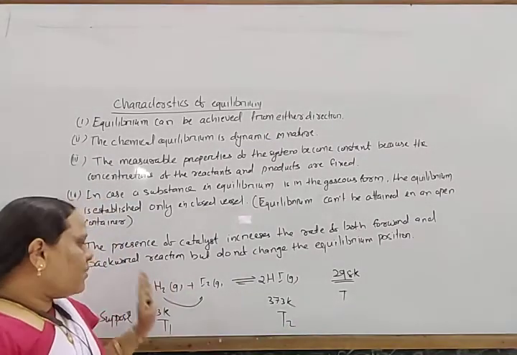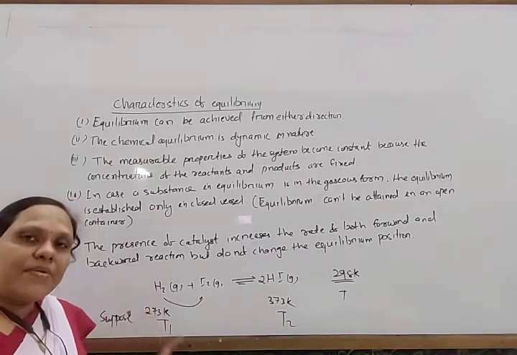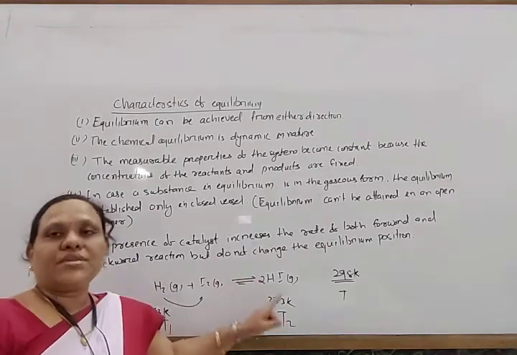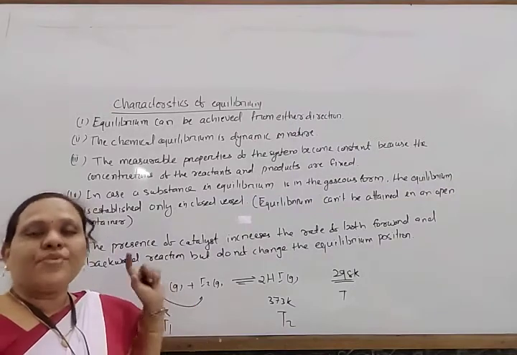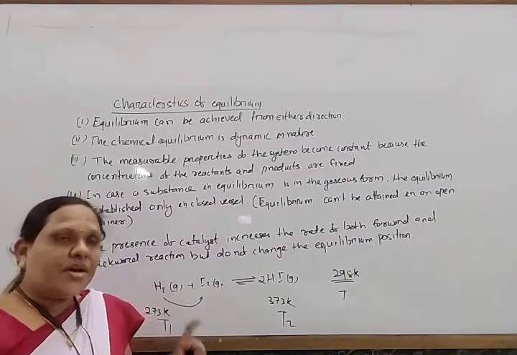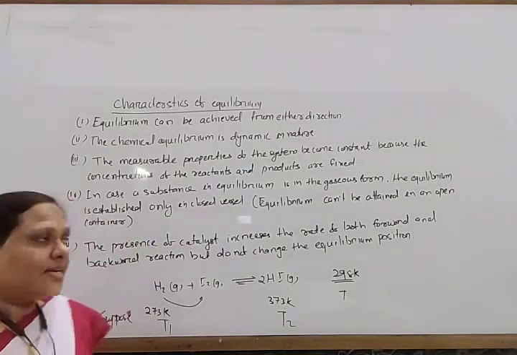The concentrations of H2, I2 and HI will remain the same whether you start from H2 and I2 or you start from HI. At a specific condition, at a specific temperature, the equilibrium will appear. So, in this way, it is achieved from either direction.